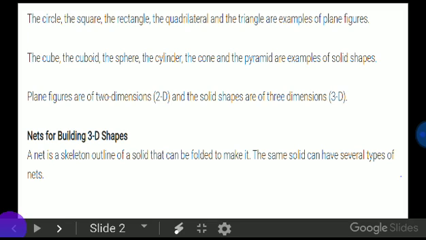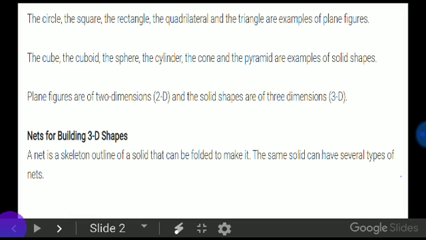So what is the basic difference between 2D and 3D? In 2D figures there are basically 2 dimensions, such as length and breadth. But in 3D there is length, breadth and height. All these 3 dimensions are available over there.